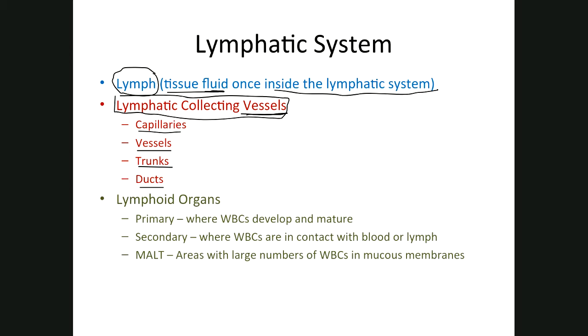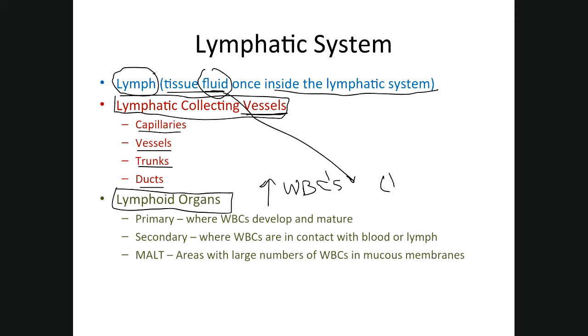And then there's a third part, and this part are called lymphoid organs. Lymphoid organs are organs that have lots of white blood cells, tons of them. And what's going to happen is these white blood cells are going to check this fluid out as it passes by, and then they're going to clean it, they're going to sterilize it, get anything out of it that's not supposed to be there before it gets back to the blood.